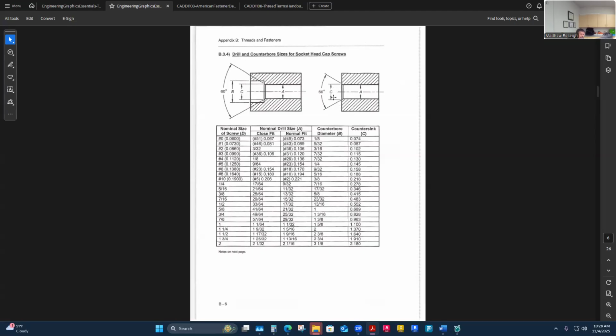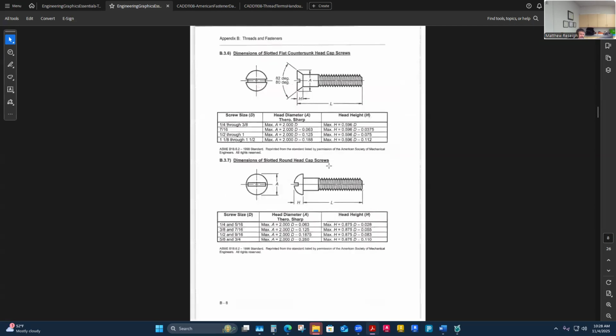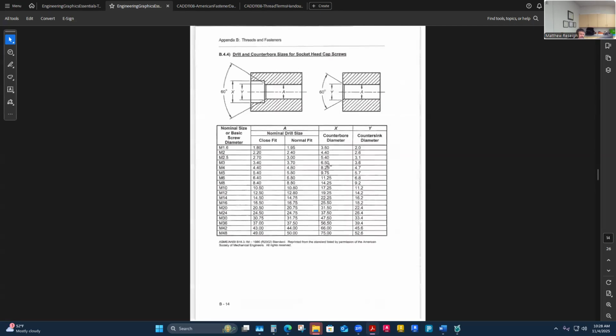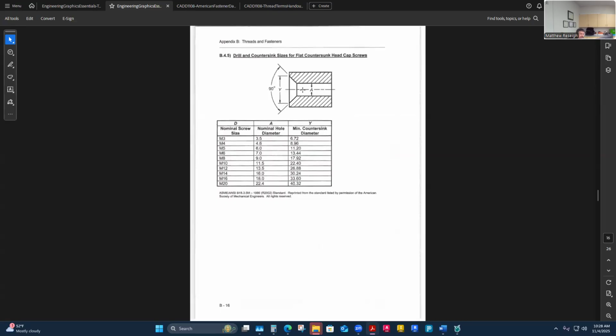I think this is a poor drawing of a countersink. Usually that seems like a very minor countersink. I think they have a better drawing. I don't know, I thought they had one. Not really. They're like, this is a better drawing of a countersink.